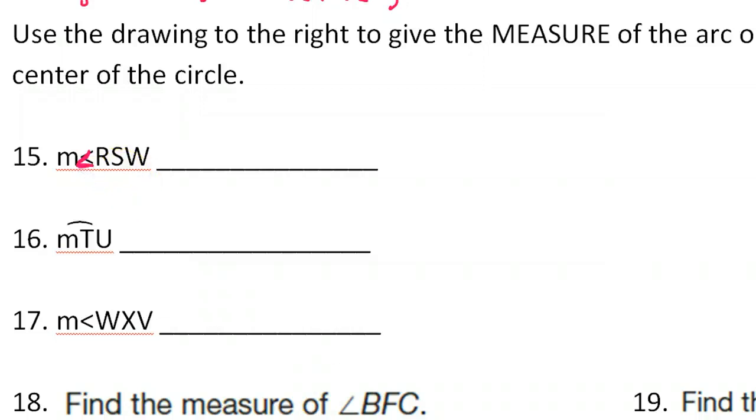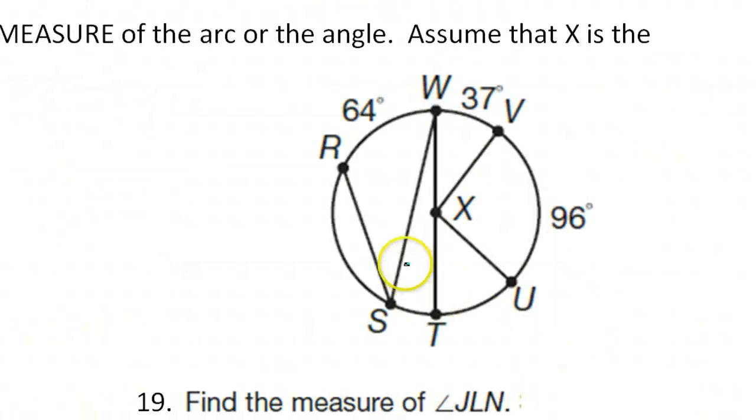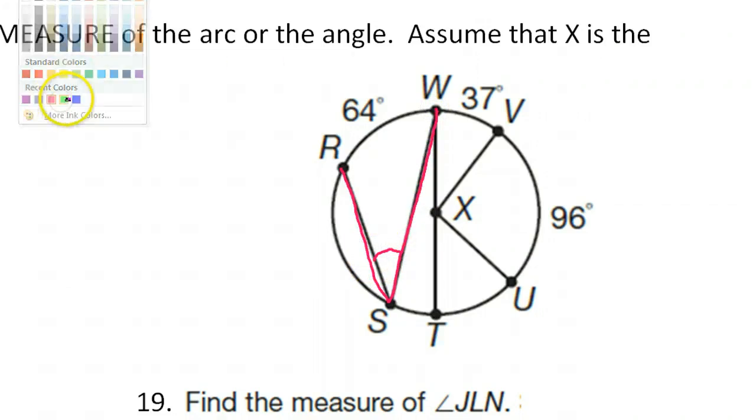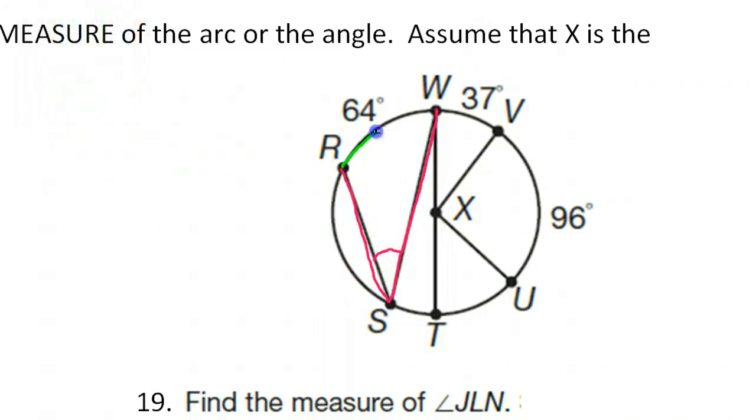Angle RSW. Let's see. RSW goes from R to S to W, so this is the angle that we're talking about. Now, the arc that goes with that is this right here. Now, this is an inscribed angle. It's on the border of the circle. So the relationship is the angle is half the arc. So if the arc is 64, the angle should be 32 degrees.